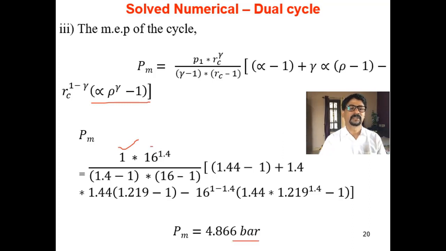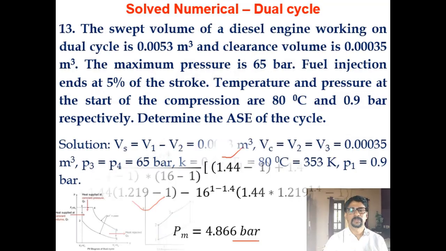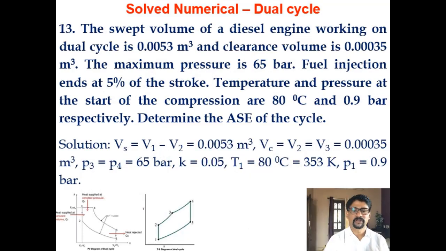RC is 16, gamma 1.4, alpha 1.44, rho 1.219. So after substituting all those values and simplifying, you'll get the mean effective pressure as 4.866 bar. Now let me solve this problem before I end this lecture.